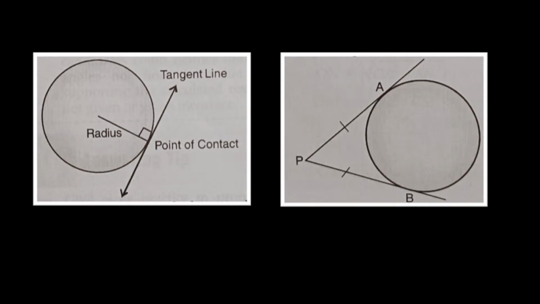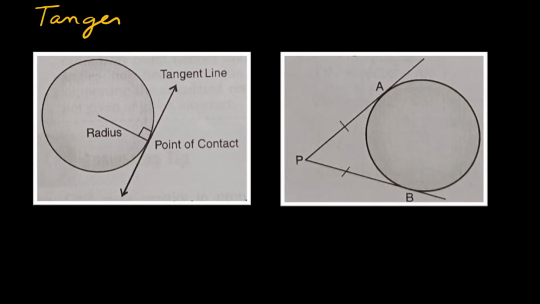So let's start today's class without wasting any time. Today we are going to do tangents and intersecting chords. This chapter is a continuation of the circles chapter, so whatever concepts we have done in circles, we will also be using in this chapter. Tangents and intersecting chords.